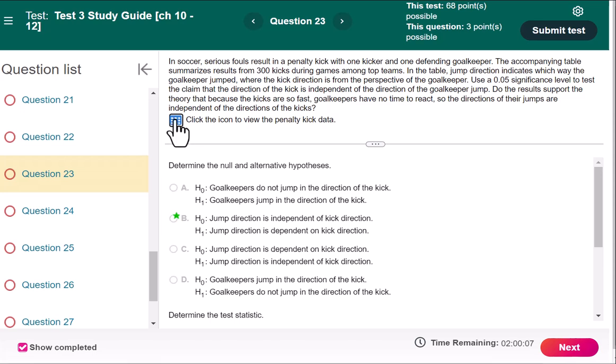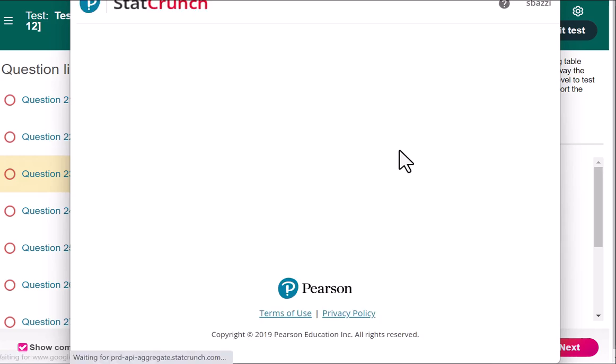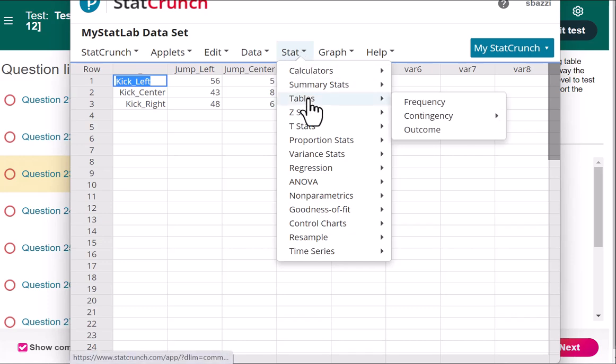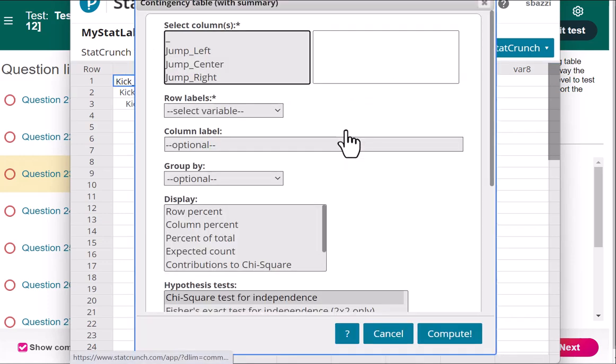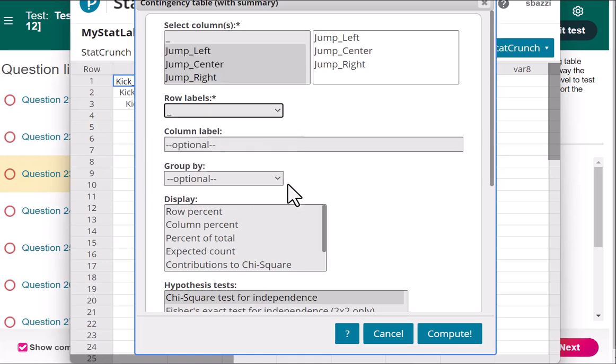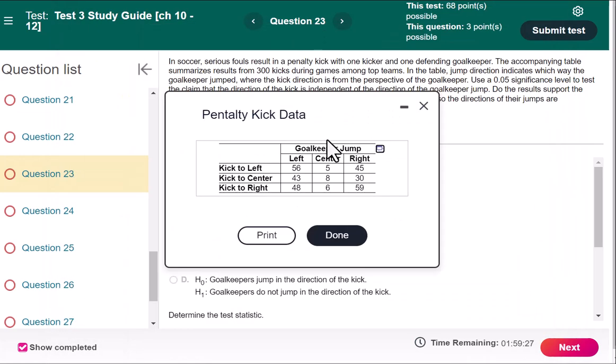And I'm going to show you how to find the test statistic. I'm going to use StatCrunch. Open in StatCrunch. You go to Stat, Tables, Contingency with Summary. We're going to press and hold down the Control key to select the columns. And then the row label will be this thing right here. Hit Compute. And look, you get the p-value and you get the test statistic, which is 6.4142, and look at the p-value, it's big, so you fail to reject the null hypothesis.